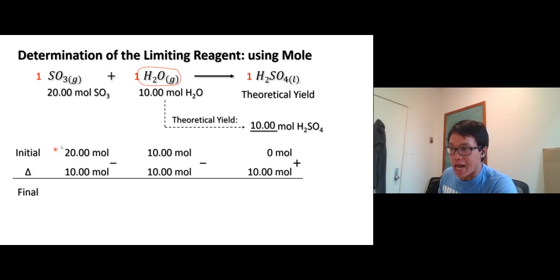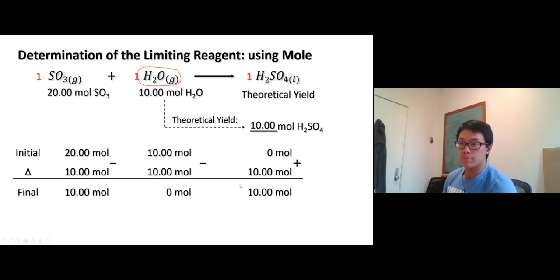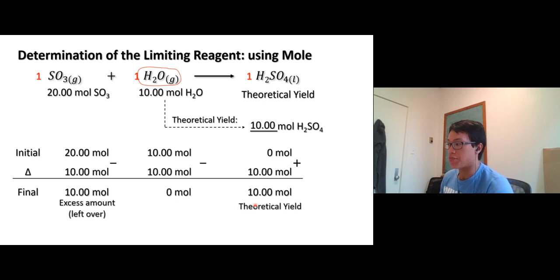Okay. So start with 20, use 10. We're going to be left with 10 moles of sulfur trioxide. 10 here, use all 10, so 0 for water. And sulfuric acid, we get 10 moles of sulfuric acid. All right. So that's the leftover. That's the theoretical yield. Okay.